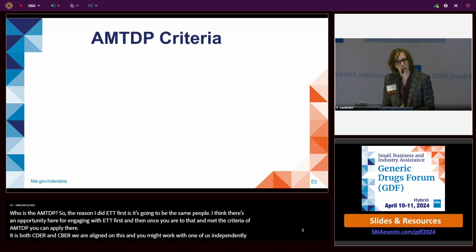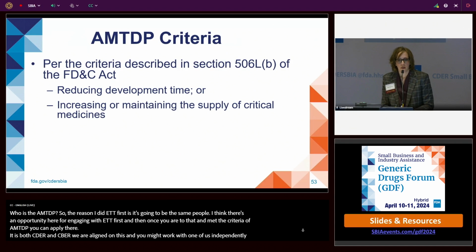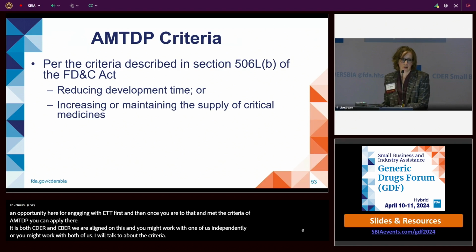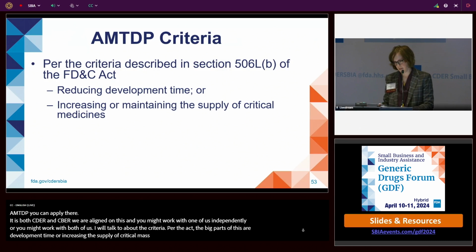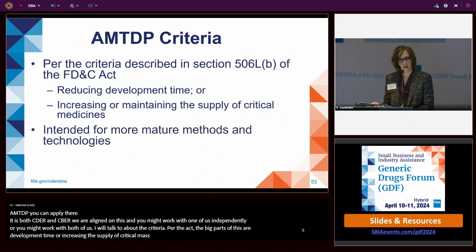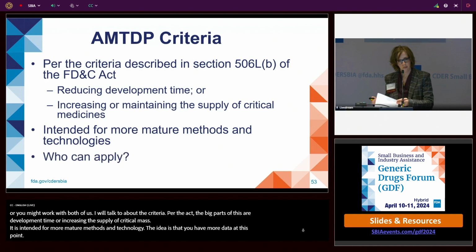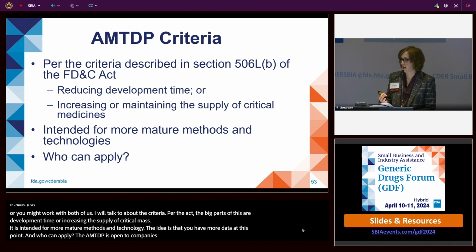We'll talk to you about the criteria. So per the Act, the big parts of this are reducing development time or increasing the supply of critical medicines. And it's intended for more mature methods and technologies. So the idea is that you'll have more data at this point. And who can apply? The AMTD is open to companies that intend to include a novel technology as part of a regulatory submission, and this can be to both CDER and CBER.